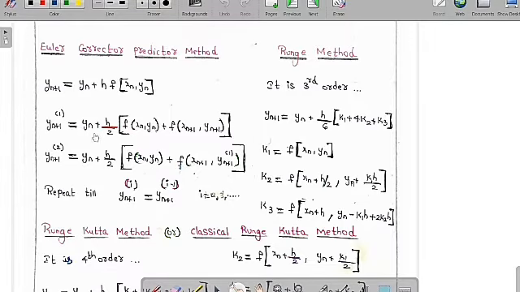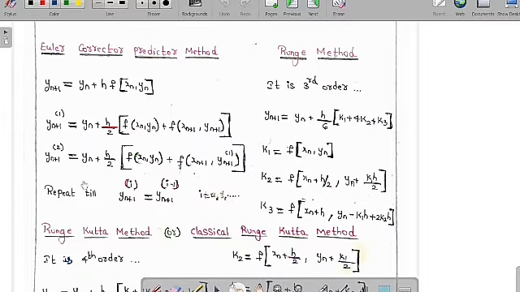So therefore simply yn plus h by 2 into f of xn comma yn plus f of x of n plus 1 comma y of n plus 1. Whatever value of y of n plus 1 you got from the previous equation, substitute it here and simplify, and you are going to get the first iterative value. If you want the second iterative value, just replace this value by the first iteration value, and then you are going to get the second iteration. For the third iteration, replace it by the second iteration, and everything is the same as the previous one.